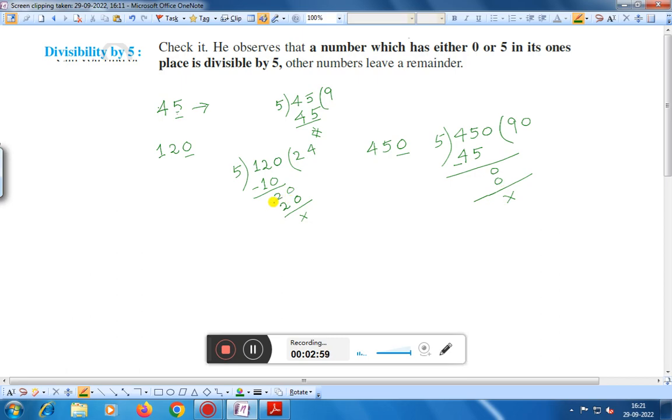Suppose I have taken another number, 123650. We need not divide this number by 5. If we see that in the ones place it is 0, therefore it is divisible by 5. Right? And another example I am taking, 123655. Here in the ones place the digit is 5, therefore it will be divisible by 5. Therefore you can say that a number which has either 0 or 5 in its ones place is divisible by 5. That is the divisibility rule of 5.